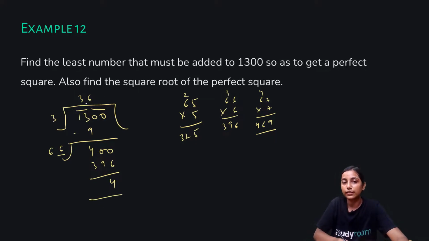Our quotient is 36, the remainder is 4 and not 0, because 1300 is not a perfect square, therefore the remainder is not 0. But now we need to add some number, therefore this remainder cannot be such a number.